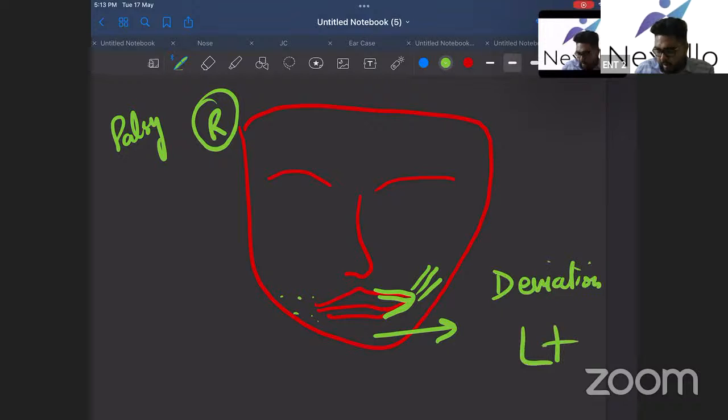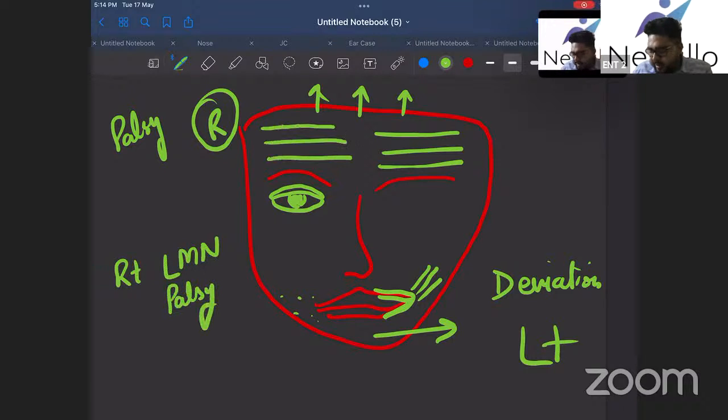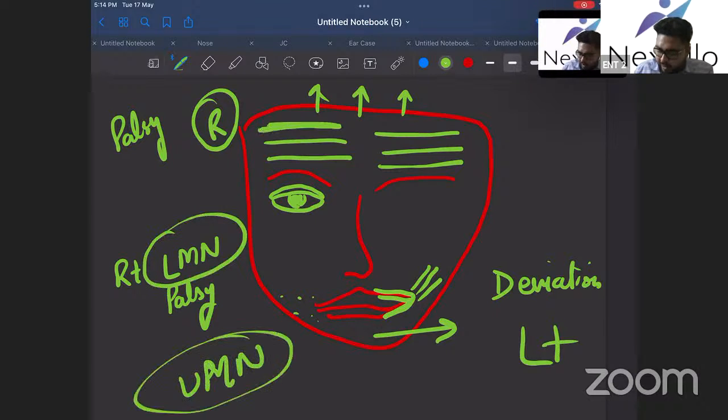And then the eye closure of the right side won't be there. It will be open. But then we have to ask the patient to look up so that there can be frowning, and we have to make sure that on this side there is no frowning, whereas there is frowning on this side. This is what we'll label as right-sided lower motor neuron palsy. But if frowning can be seen on this side, it means this palsy is not of lower motor, this is of upper motor neuron. And if the frowning is present, it can never be Bell's palsy. Bell's palsy has to be lower motor neuron lesion.